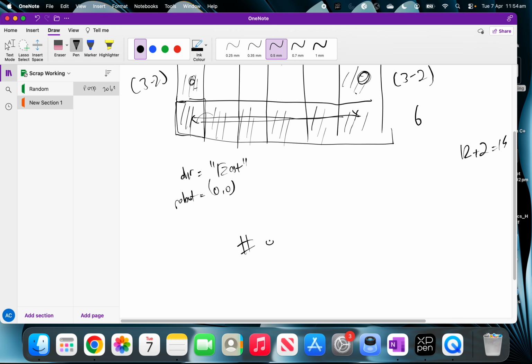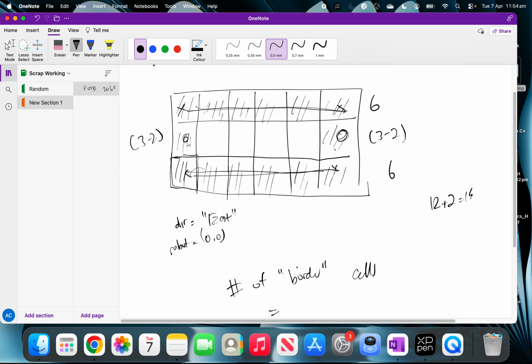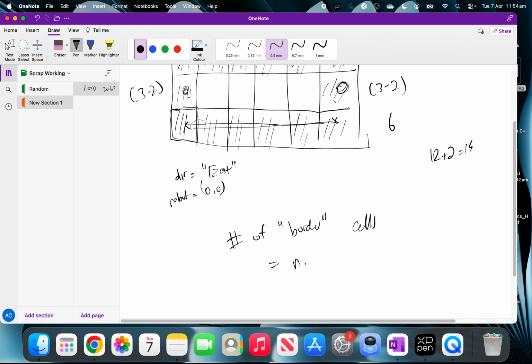So the number of border cells is equal to, what did I say? Number of columns. Width, I guess, is better. Width plus width plus height minus 2 plus height minus 2.